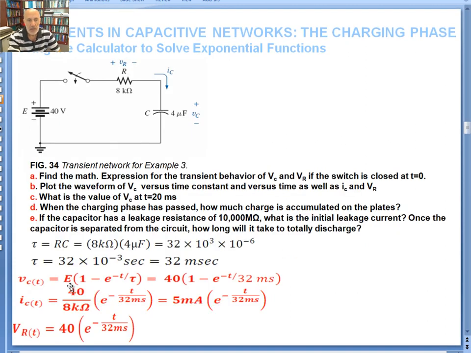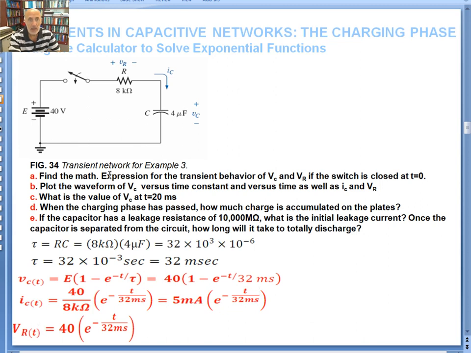So the voltage V sub C is equal to E times, this is for charging the capacitor. We're going to talk about discharging later, which has a different equation. So for charging up the capacitor, it's 1 minus e to the minus t over tau. Plug the values in. E is equal to 40, and tau is equal to 32 milliseconds.